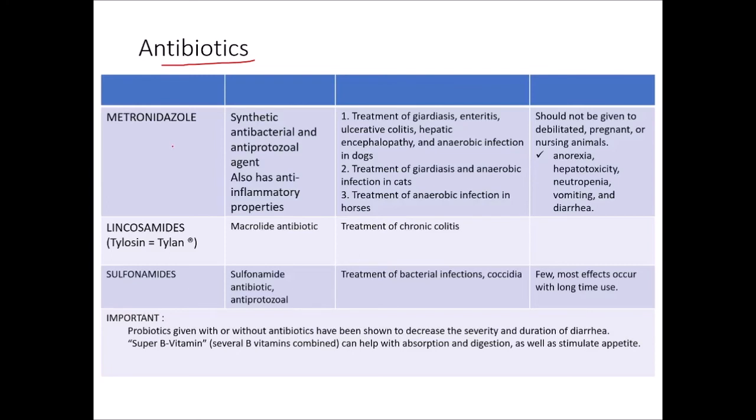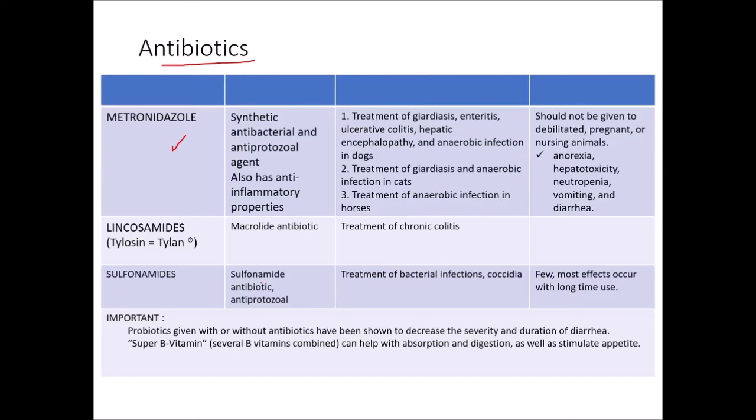Anytime we give an antibiotic, we want to give a probiotic. Even if we're not giving an antibiotic, give a probiotic if you're seeing diarrhea. It actually decreases the severity and the duration of the diarrhea. Also, super B vitamin can help with absorption and digestion and stimulate the appetite, so it's another adjunct medication to give in GI disease.